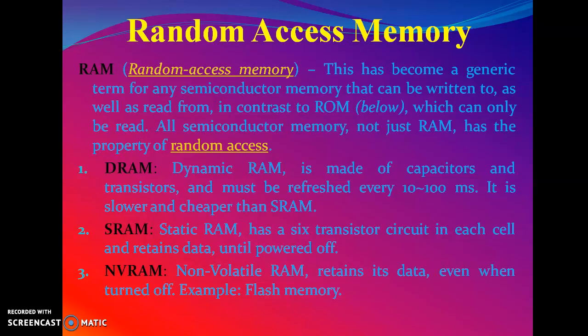DRAM. DRAM full form is dynamic random access memory. It is made of capacitor and transistor and must be refreshed every 10 to 100 milliseconds. It is slower and cheaper than the SRAM. SRAM. SRAM full form is static random access memory. It has a 6 transistor circuit in each cell and retains the data until powered off. Next is NVRAM, non-volatile random access memory. It retains its data even when turned off. Example, flash memory.